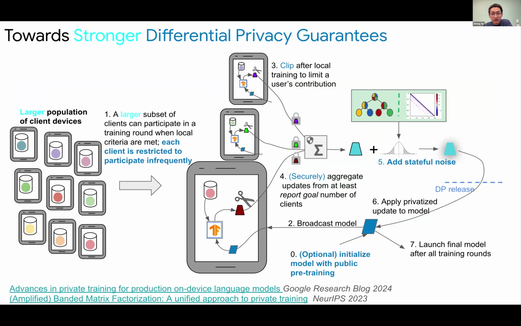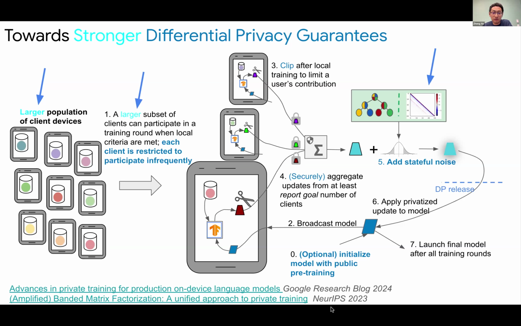So how did we get there? Let's go back to this complicated figure of the system, but we don't need to go through it again, as we are somewhat already familiar with it. There's no magic there. We only get these very strong DP guarantees for some of the models, when we have a large population of client devices, and we stress the system to use a larger subset of clients every round.